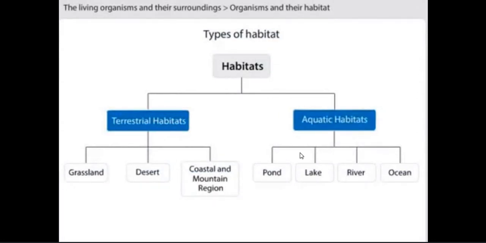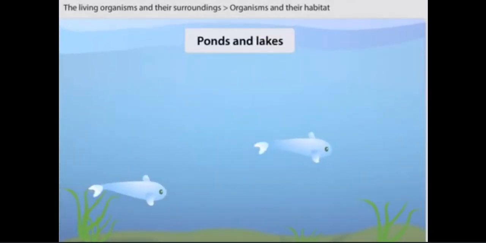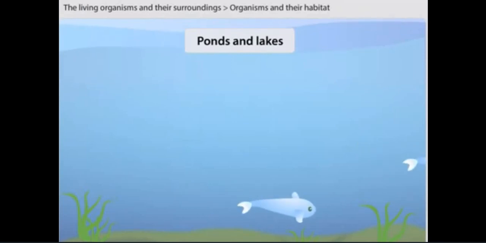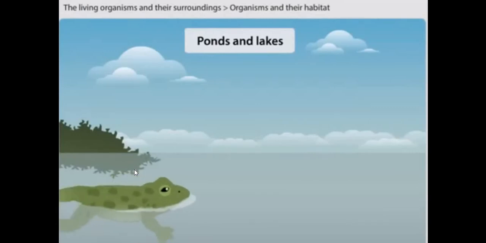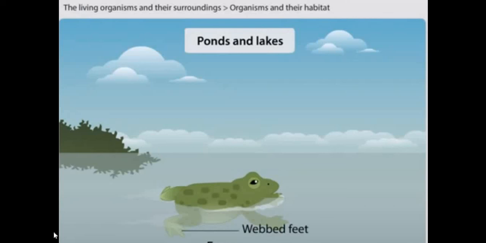Now let's start the second type of habitat, which is aquatic habitat. Aquatic habitats: ponds, lakes and rivers. Of course, in aquatic habitat, you may find fishes in majority, and you already know about it. Let's discuss some other animals. For example, frog. You may have seen a frog that can survive on the land as well as in the water.